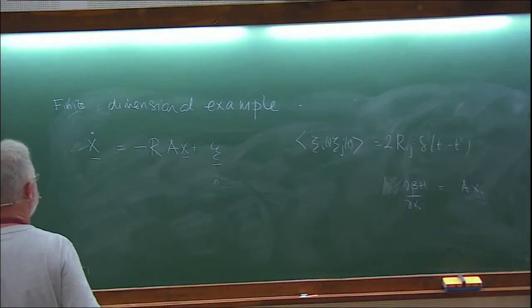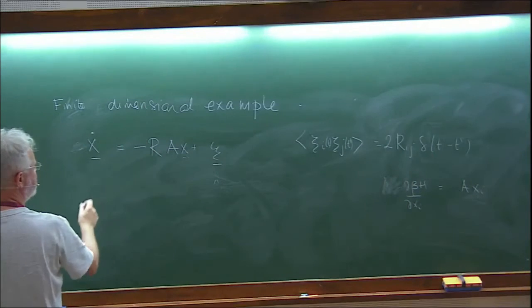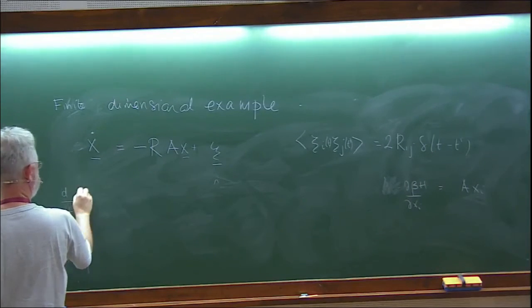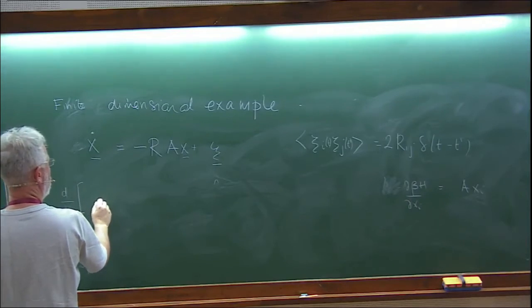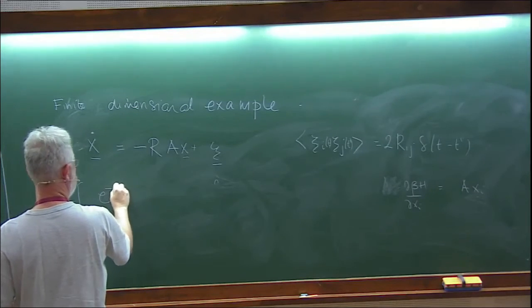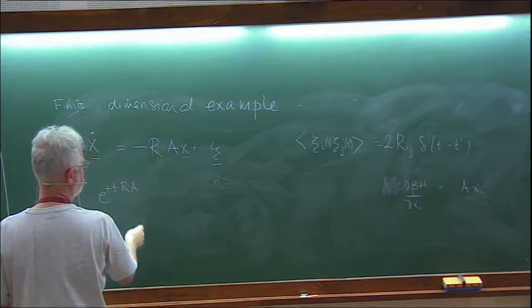So if I want to solve this equation, what I do is, since I can exponentiate matrices, I write this equation as d by dt of... what I'm going to do is write this as e to the minus t R A, times x, so plus t R A. So this is the exponential of the matrix.